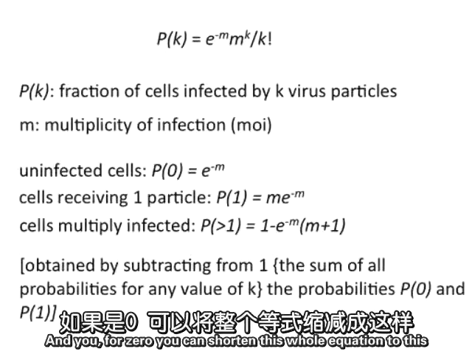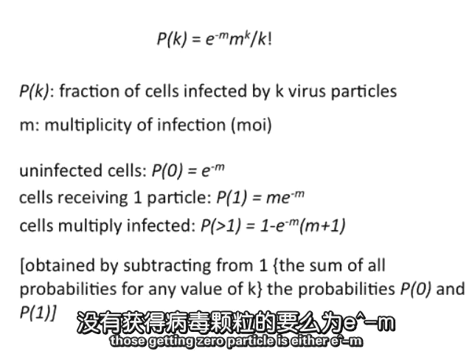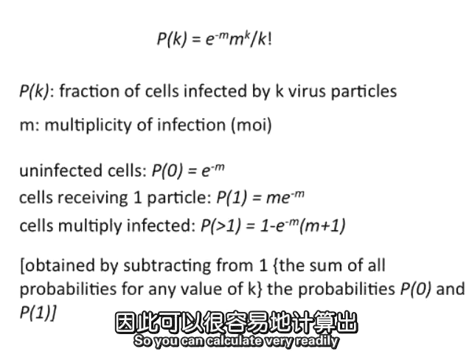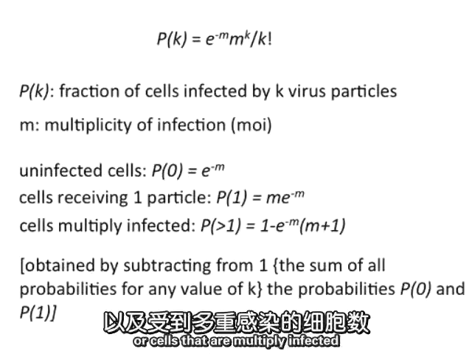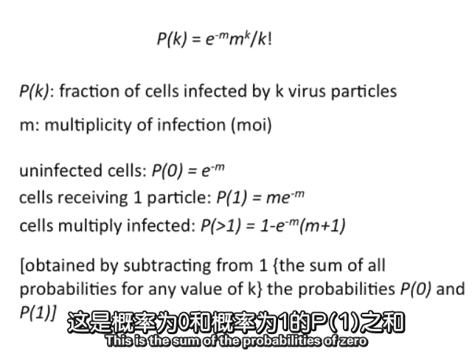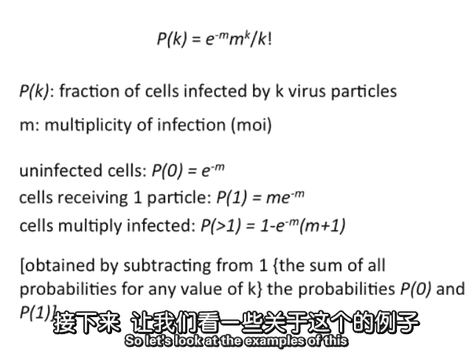And for 0, you can shorten this whole equation to this. So the fraction of uninfected cells, those getting 0 particles, is e to the minus m, where m is the multiplicity of infection. So you can calculate very readily cells that are uninfected, cells that get 1 particle, or cells that are multiply infected. So here, this is the sum of the probabilities of 0 and P1 subtracted from 1. So let's look at some examples of this.